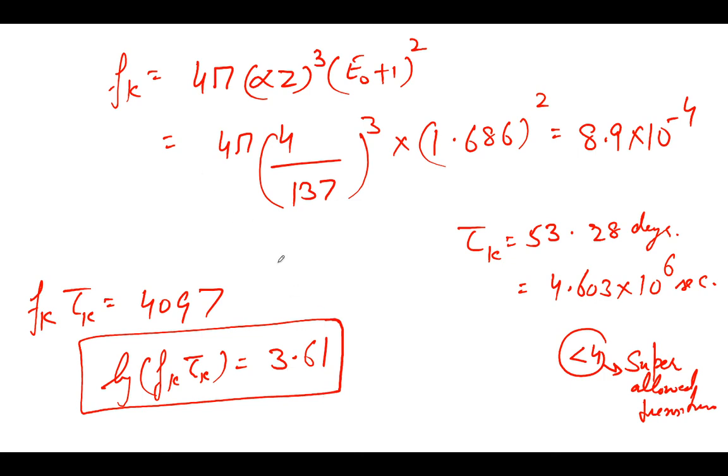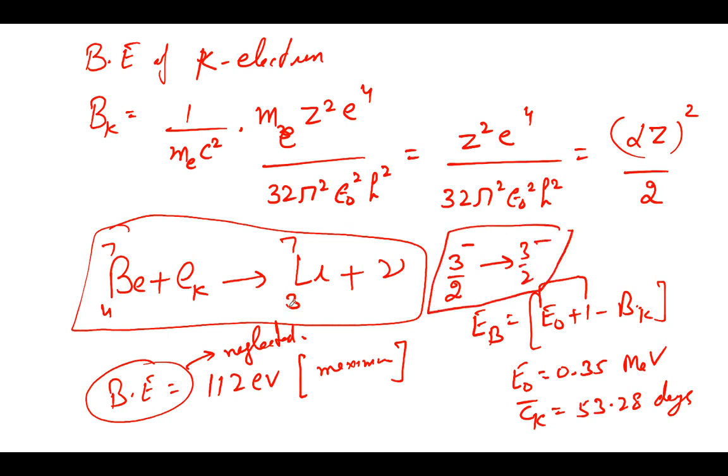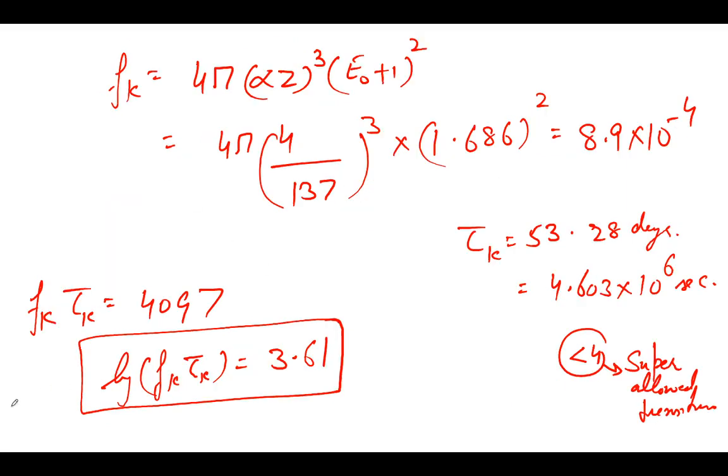Therefore the reaction which we have discussed, this nuclear reaction, is a type of super allowed transition, from 3 by 2 minus to 3 by 2 minus. It is a mixed transition, which follows both the GT rule and the Fermi rule. So this is a mixed allowed transition. Therefore from the value of lambda k, we can find out the value of fk, and if the half-life period of that particular reaction is known, then we can find out the comparative half-life of a reaction, which tells us about the allowed and forbidden type of transition.